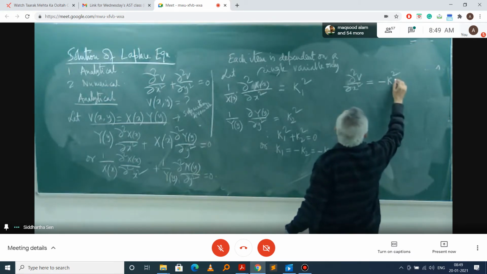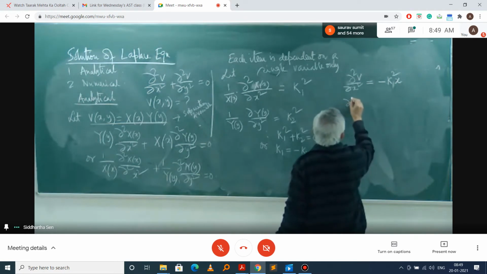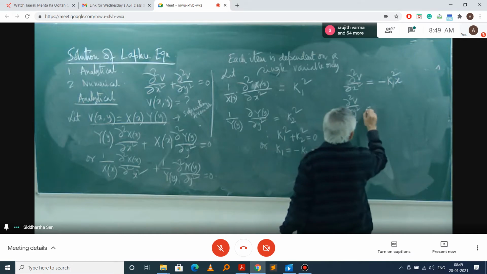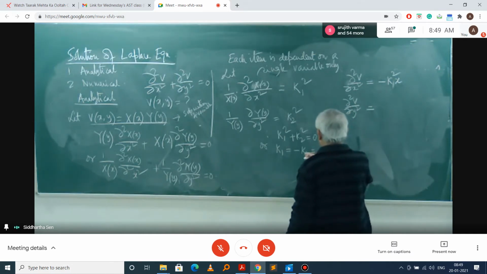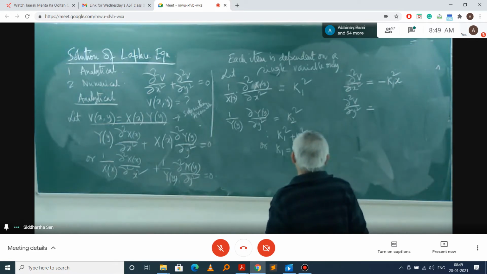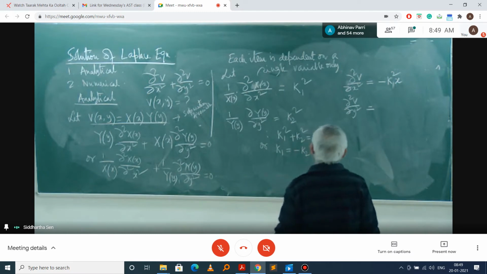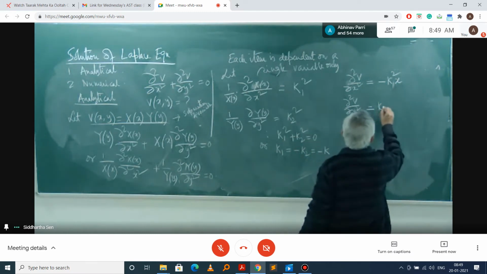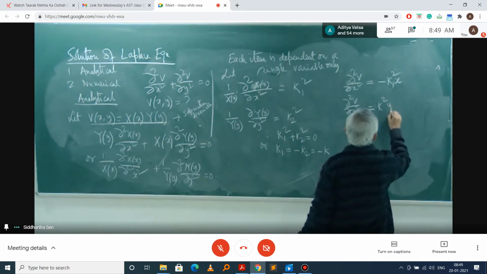Into x. And the second thing is that del 2v by del y square is equal to, that is also there, it would be minus K2 square, okay, this we can make it K square, into y.